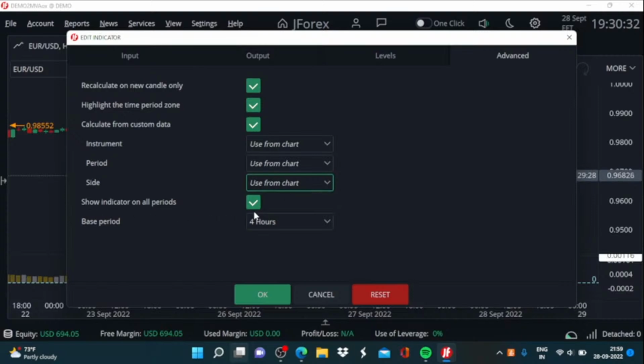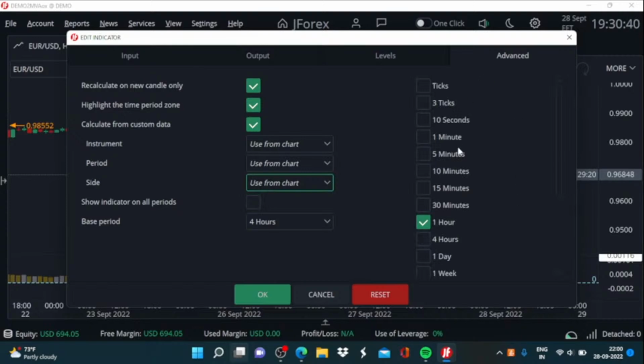If you want the indicator to be available on all the candle periods whenever you change the chart's candle period, you have to opt in for this. If you opt out of this, then you have to specify on which candle periods the indicator should appear on the chart, and only on those candle periods the histogram will appear. So you have to pick and choose here.